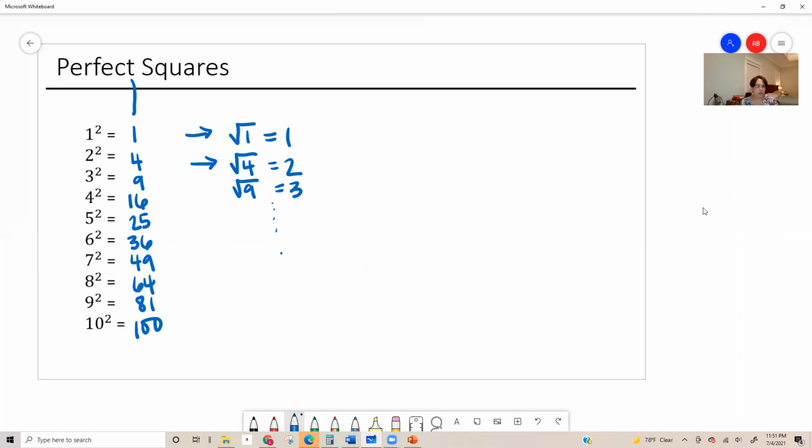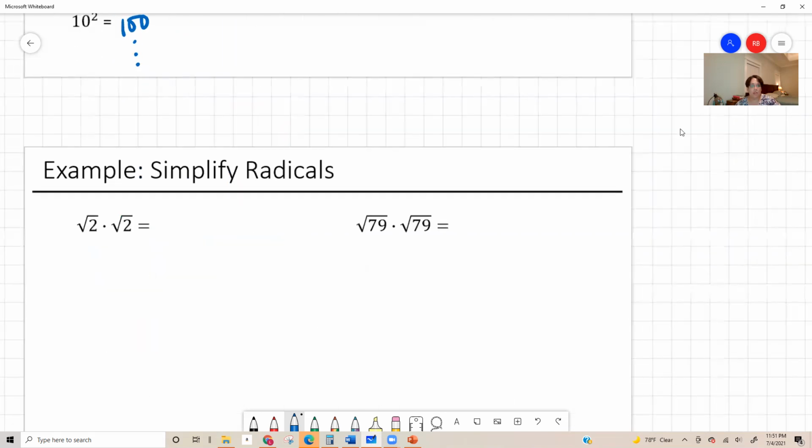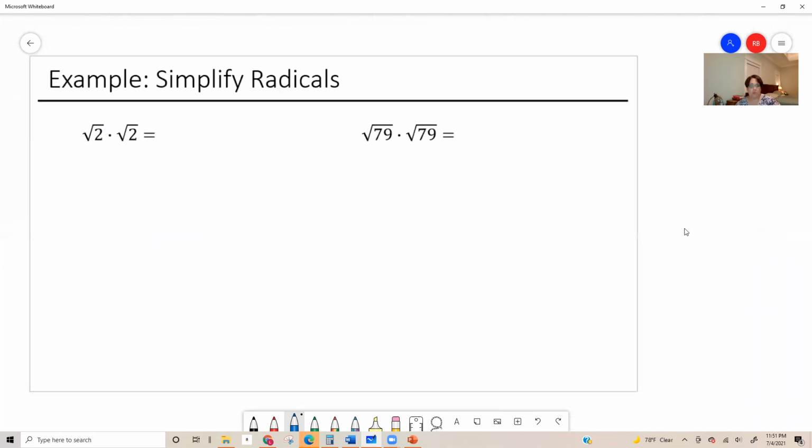This list of numbers is called your perfect squares: 1, 4, 9, 16, 25, 36, 49, 64, 81, and so on. Now, they're going to become very important in the next part. The next part actually talks about radicals. Radicals are going to be your square roots. Now, if you have the square root of 2 times the square root of 2, that is really the square root of 2 squared.